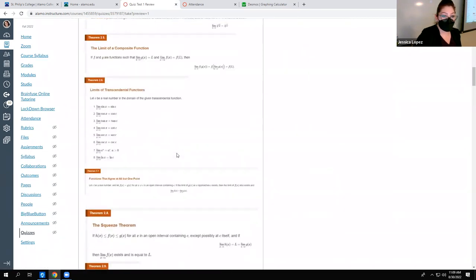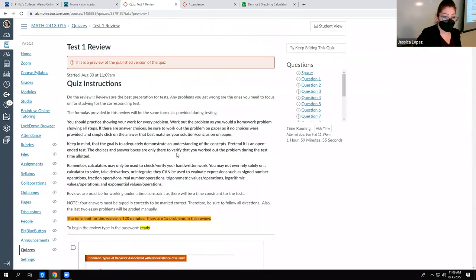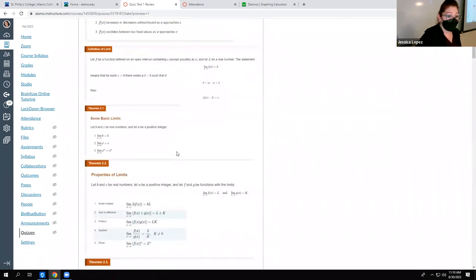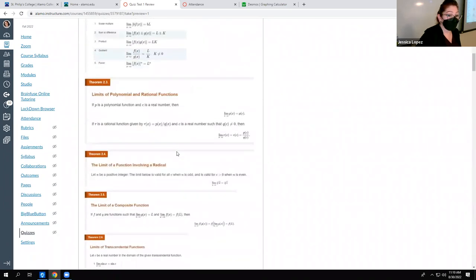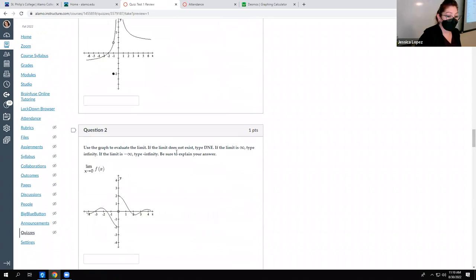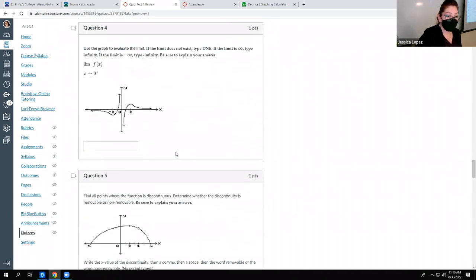this is the note sheet that you get when you take the review. It's the same note sheet that you get when you take the test. So it's literally all the definitions and theorems that we cover, there in one spot. The annoying thing is you have to scroll up and down for the information, but it's not too bad.